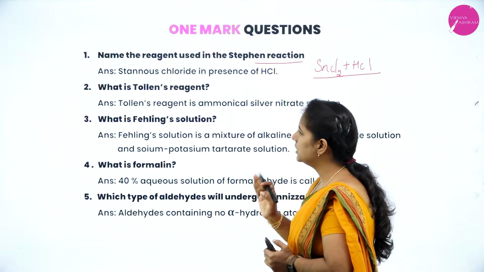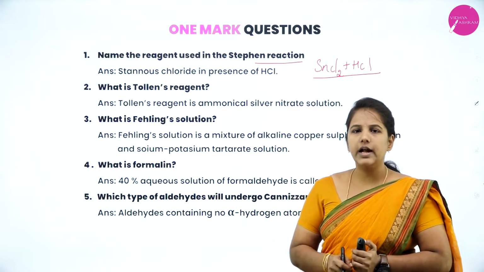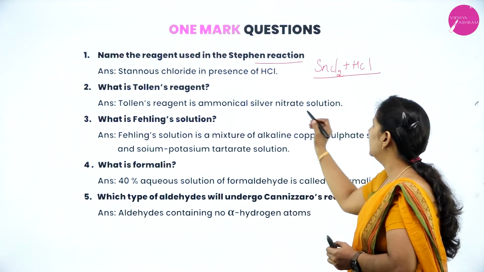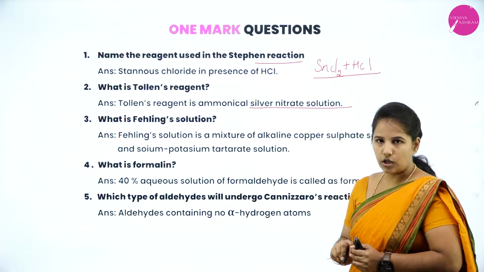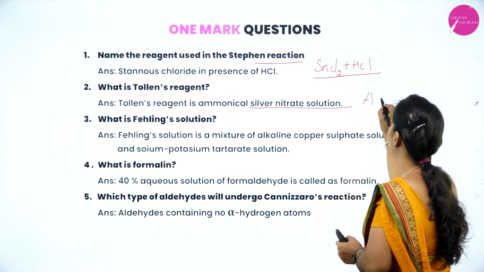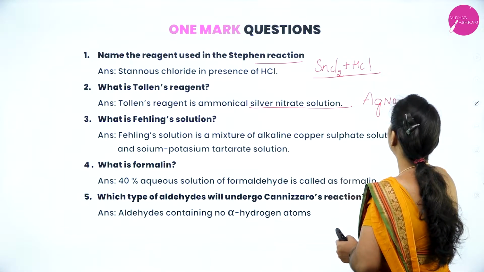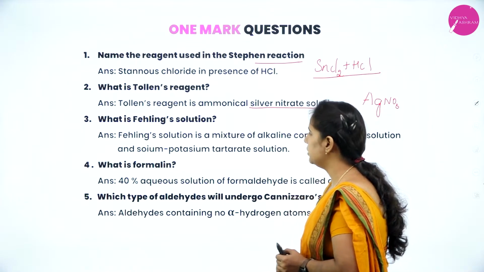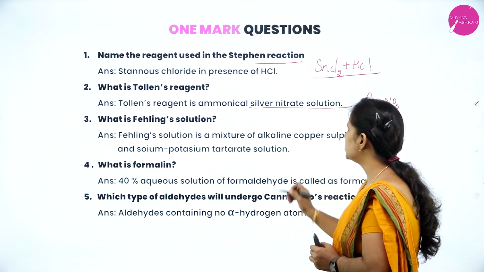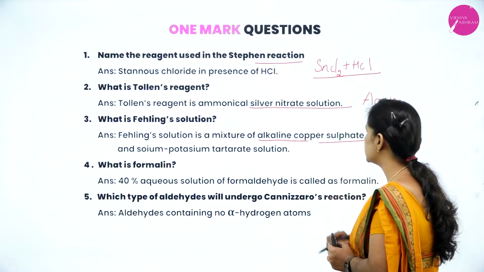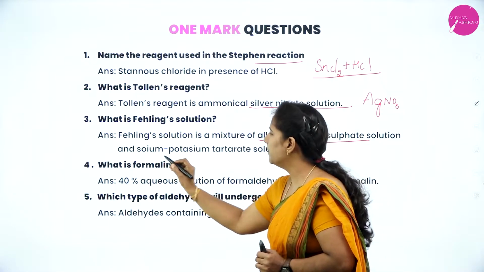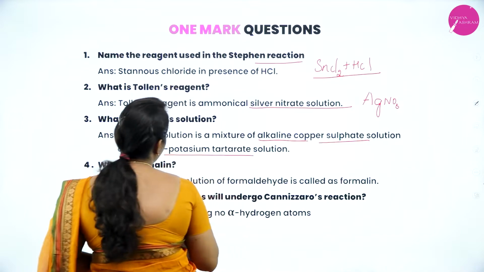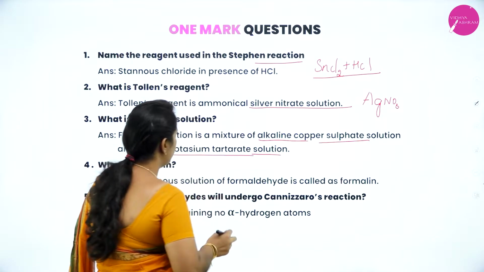Next, what is Tollens reagent? We all know that Tollens reagent is nothing but ammoniacal silver nitrate solution, which we call a Tollens reagent, and it is denoted as AgNO3. Next, what is Fehling solution? Fehling solution is a mixture of alkaline copper sulfate solution and sodium potassium tartrate solution.